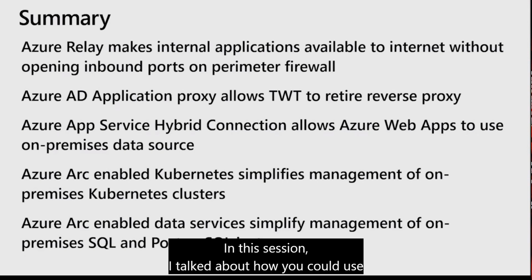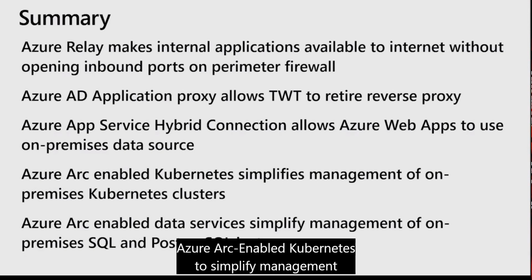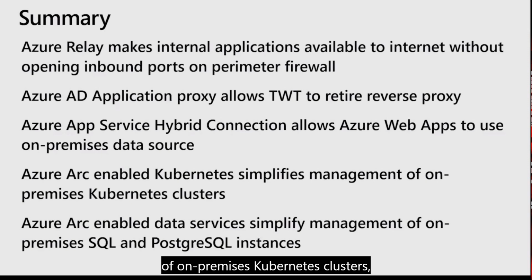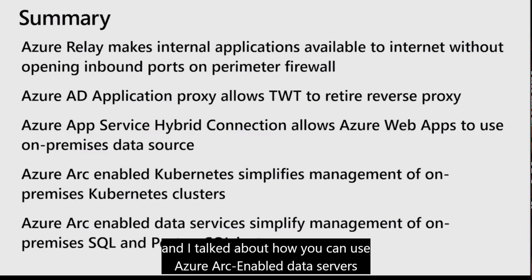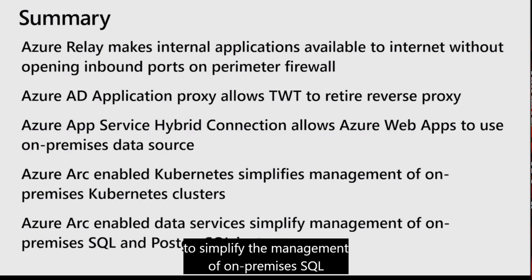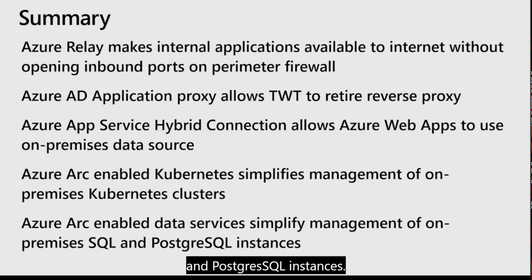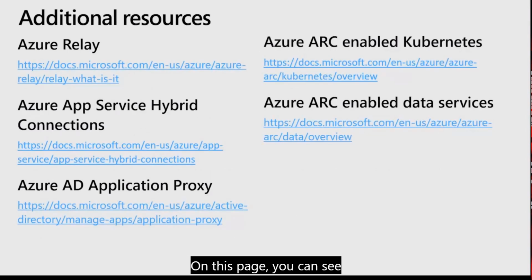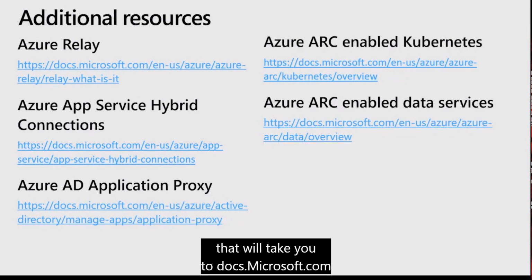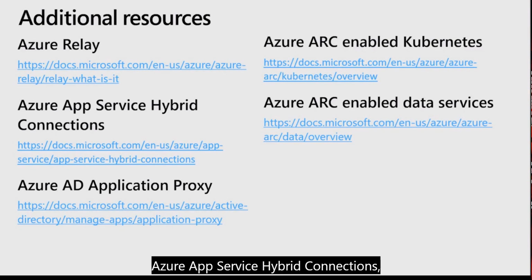In this session, I talked about how you could use Azure Arc-enabled Kubernetes to simplify management of on-premises Kubernetes clusters. And I talked about how you can use Azure Arc-enabled data services to simplify the management of on-premises SQL and PostgreSQL instances. On this page, you can see an additional set of resources that will take you to docs.microsoft.com and allow you to see in much more detail how to use Azure Relay, Azure App Service Hybrid Connections, Azure AD Application Proxy, Azure Arc-enabled Kubernetes, and Azure Arc-enabled data services. Thank you very much for your attention.